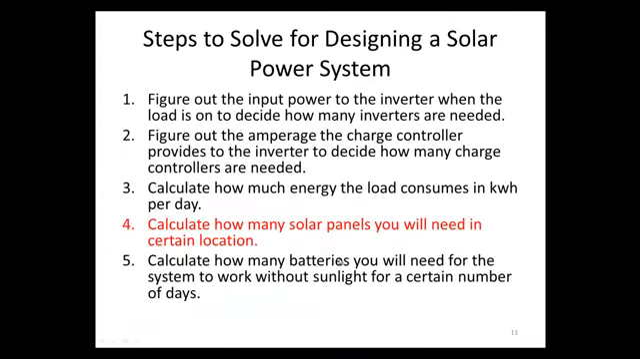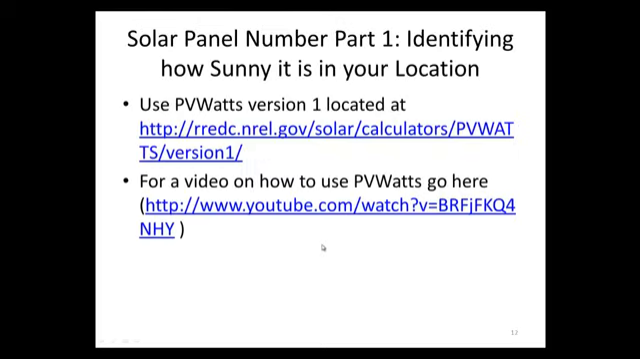So step 4 is to calculate how many solar panels you'll need in a certain location. Sunlight varies over certain locations, so you need to figure out how sunny it is in your actual location. What's nice is that the National Renewable Energy Lab has a program called PV Watts, which is very easy to use and is a simulation to figure out how sunny your area is. I've also made another instructional video on how to use PV Watts. We're not going to go over that right now. What we're going to go over is how you use the results from PV Watts.